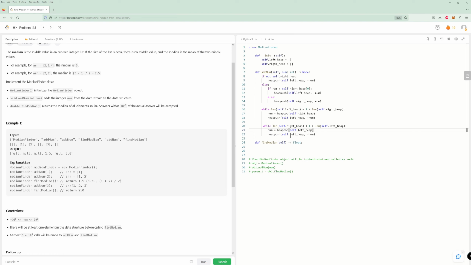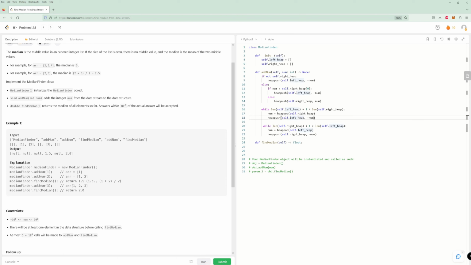Okay. And now we're going to push onto the right heap. And remember, this num we popped off is negative, so now we need to make it positive by doing this negative num. Okay, so that should be it for the add num, which is the complicated part of the code.